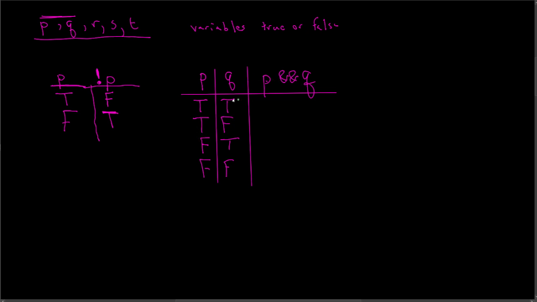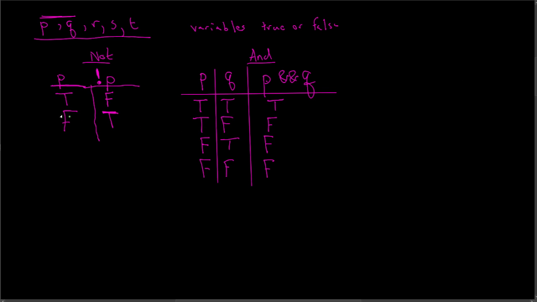P and Q is only true if they're both true. So that's true. That's false. That's false. And that's false. And so this is the effect of the logical operator AND. Give them their English names here.